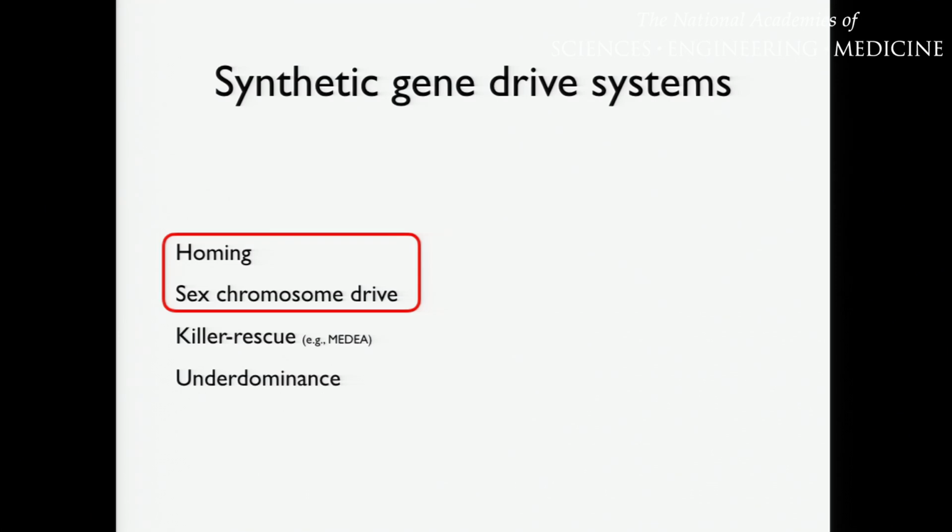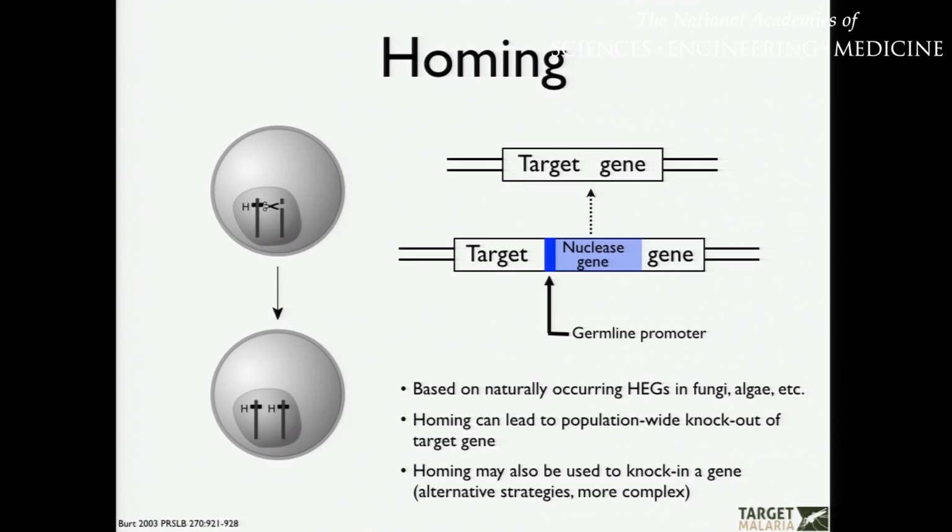I'll just give a couple slides on each of these two, the homing and the sex chromosome drive that we've worked on the most, and so I know more about. The homing approach, the homing reaction, is where you've got a gene for an enzyme that recognizes chromosomes not containing the enzyme, cuts it, and then gets copied across during the process of repair of this chromosome, converting a heterozygote to a homozygote.